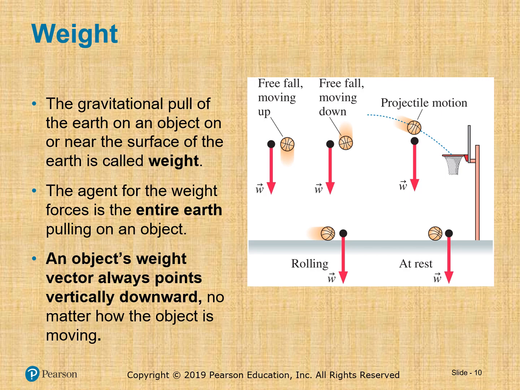So with weight, if we throw this ball upward, weight is down. If we throw this ball down, the weight is still down. If this ball is in projectile motion, the weight is down. If the ball is rolling on the floor, the weight is down. If it's just sitting there at rest, the weight is down. So what does that mean? An object's weight vector always points vertically downward, no matter how the object is moving.